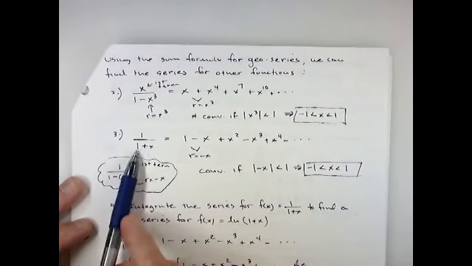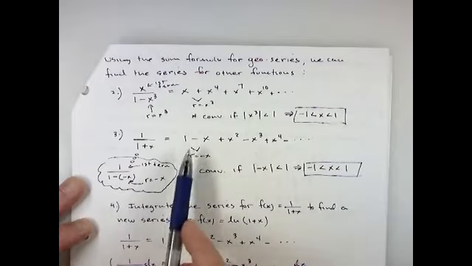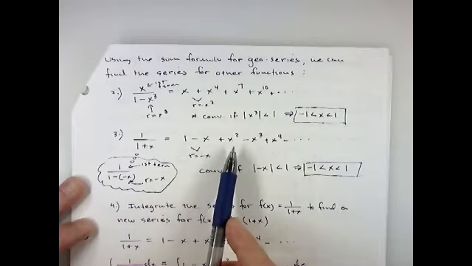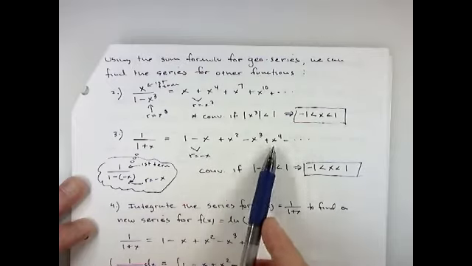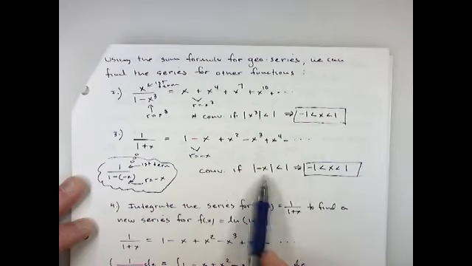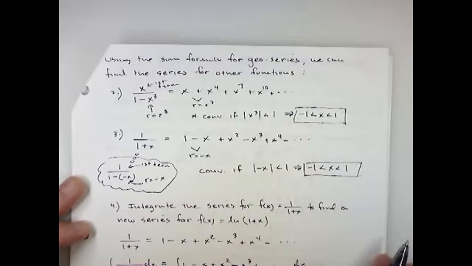What about 1 over 1 plus x? I could always think of that as 1 over 1 minus negative x, which means my r value would be negative x this time. So I would get the first term is 1, minus x plus x squared minus x cubed plus x to the 4th. And again, the absolute value of negative x would have to be less than 1. So it would converge between -1 and 1.